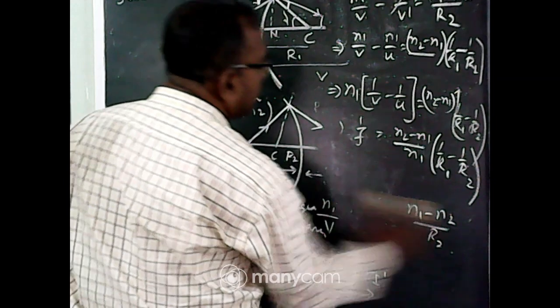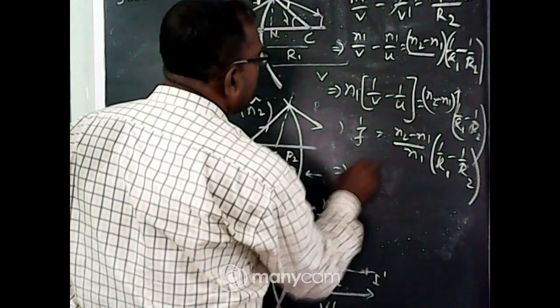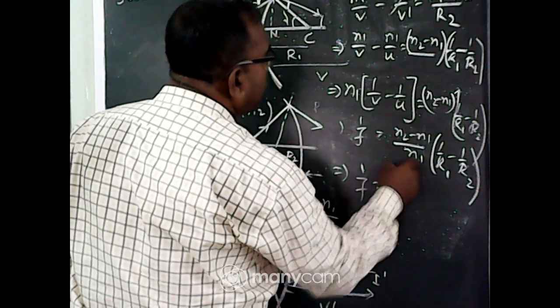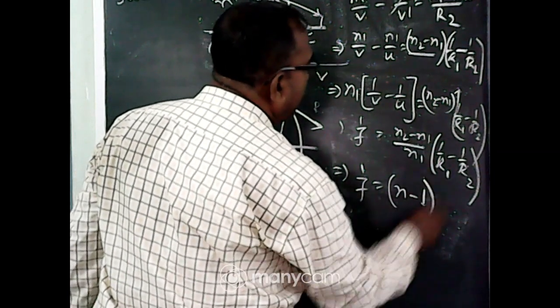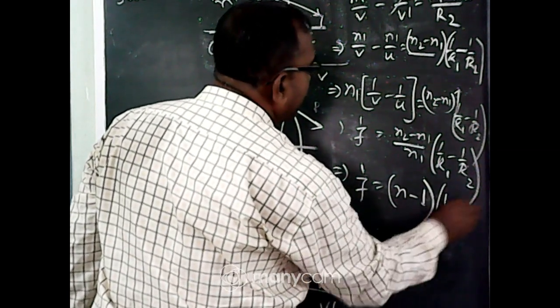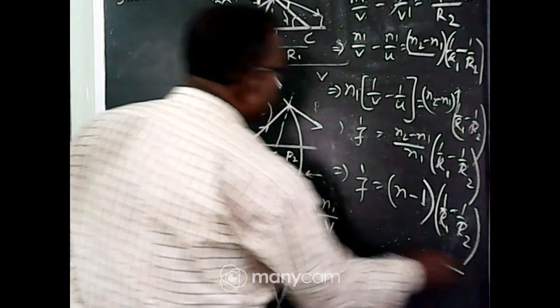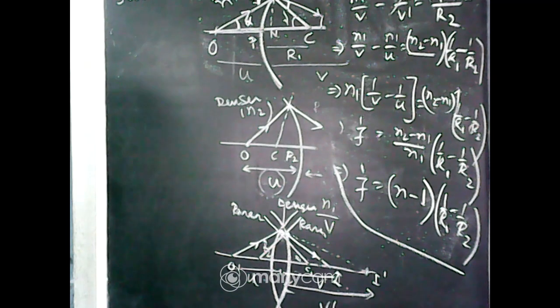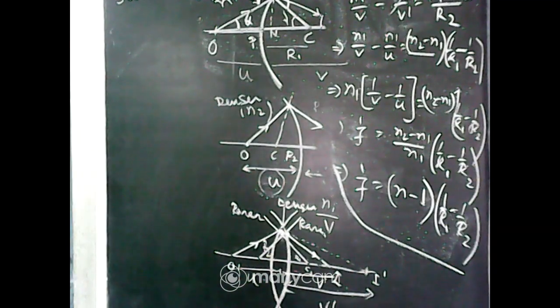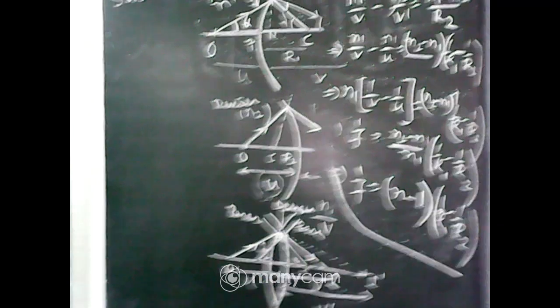After this, 1 by F equals N2 by N1 minus 1, where N2 by N1 means N, and N1 by N1 means 1, into 1 by R1 minus 1 by R2. This is the Lens Maker's formula. It is the Lens Maker's formula.